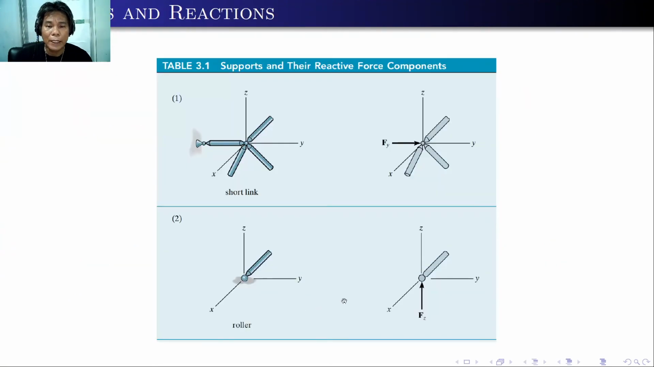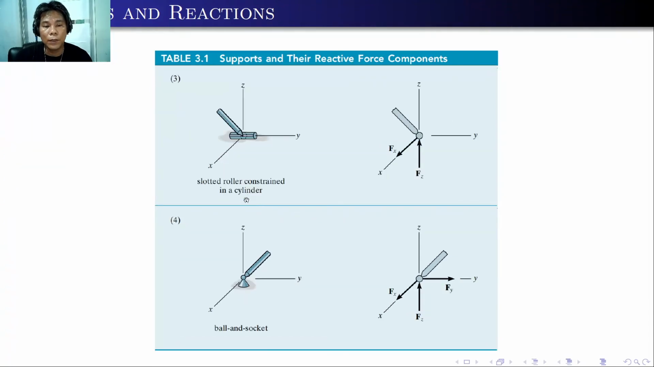So for the short link, there's only one force reaction here. For a roller, again, there is also one, which is perpendicular to the surface. And for a slotted roller constraint, there are two forces, one perpendicular to it and one along the surface. For the ball and socket, there will be three components along the X, Y, and Z axes.